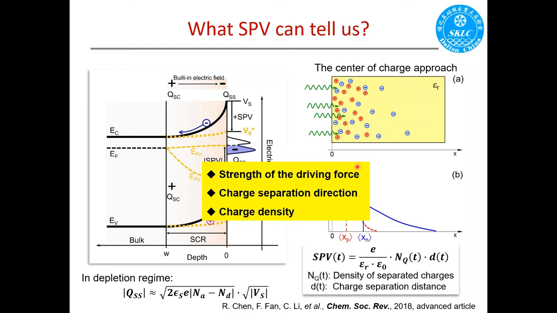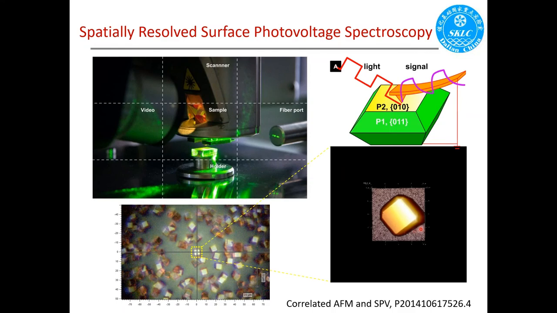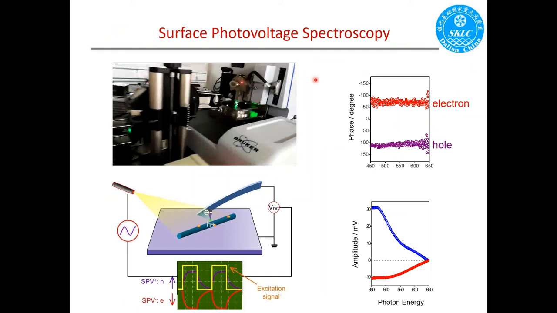So during the last five to six years, our group has developed what we call spatially-resolved surface photovoltage spectroscopy. This technique can detect real photocatalysts, and it can show you the work function contrast upon light irradiation on a single photocatalyst. So here is the structure of our system.